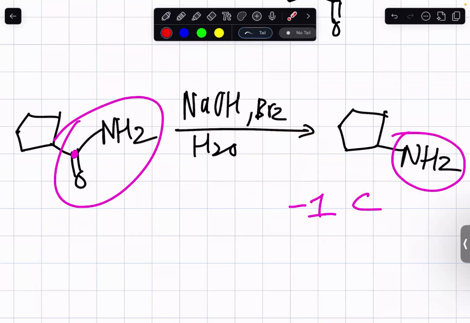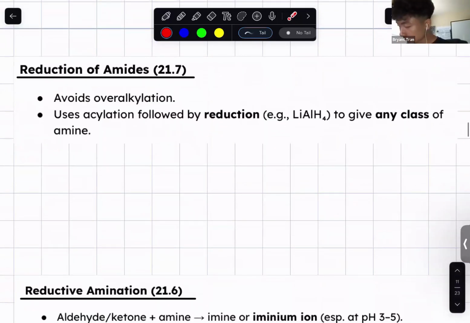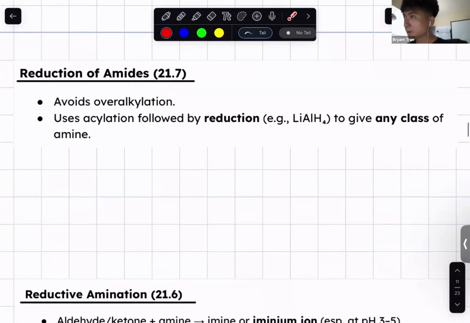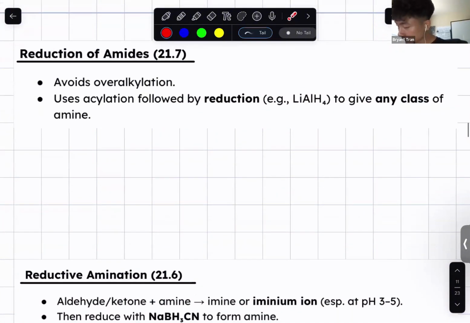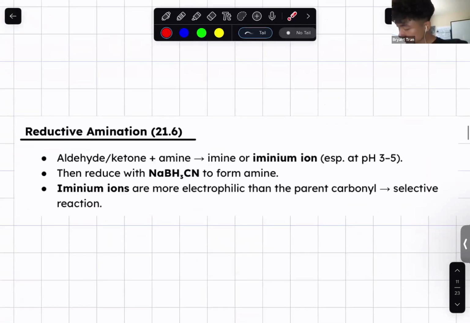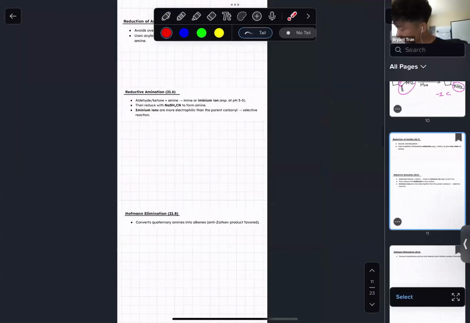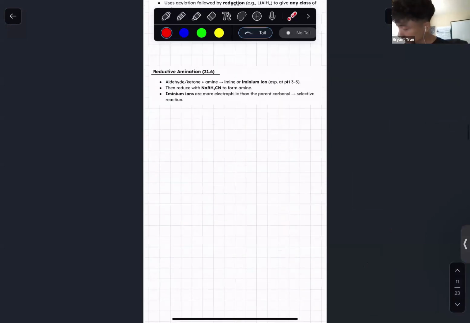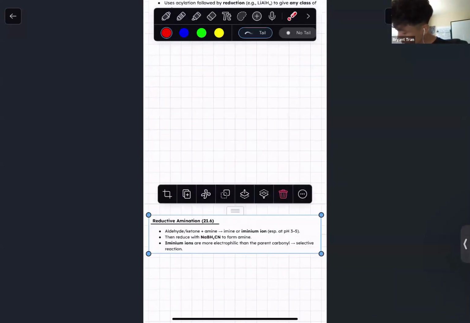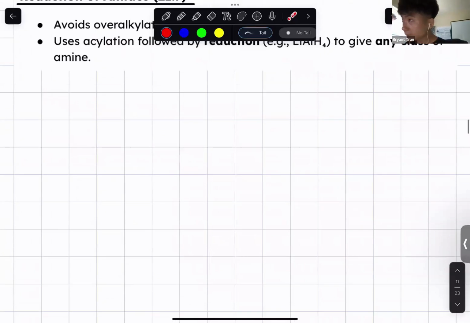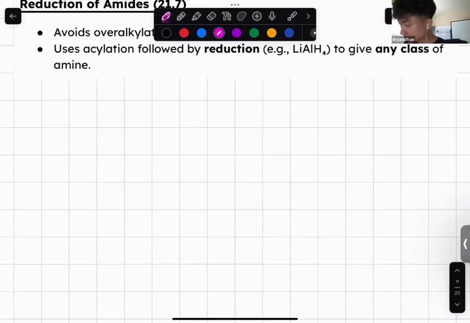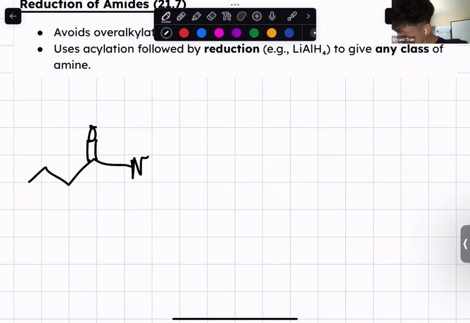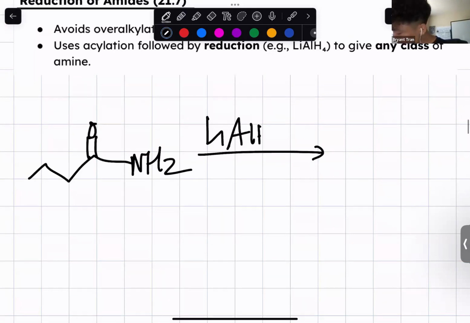Okay. So the next one here is going to be reduction of amides. Let me get another page here because I might need more space for this one. Okay. So let's say I have a basic amide to start off with, like this. I could use lithium aluminum hydride with an acid workup.